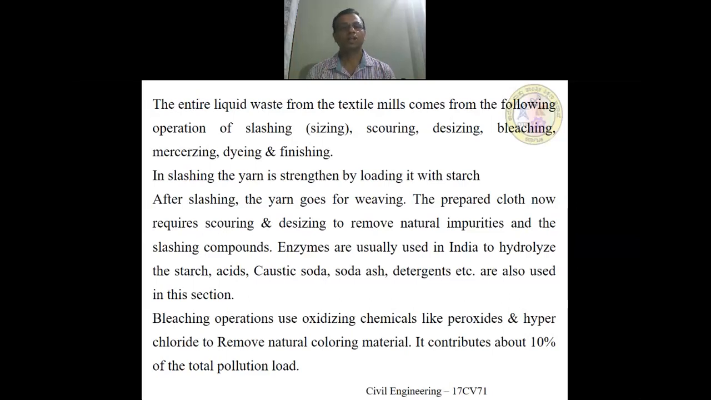The prepared cloth now requires scouring and desizing. This process is to remove natural impurities and slashing compounds. So you are going to remove all unwanted materials on the fibers, so you are going to clean it. Enzymes are usually used in India to hydrolyze the starch, and acid, caustic soda, detergent, etc. are used in this process.